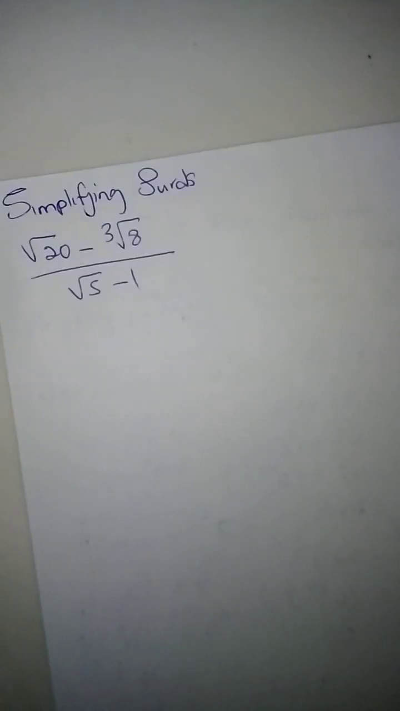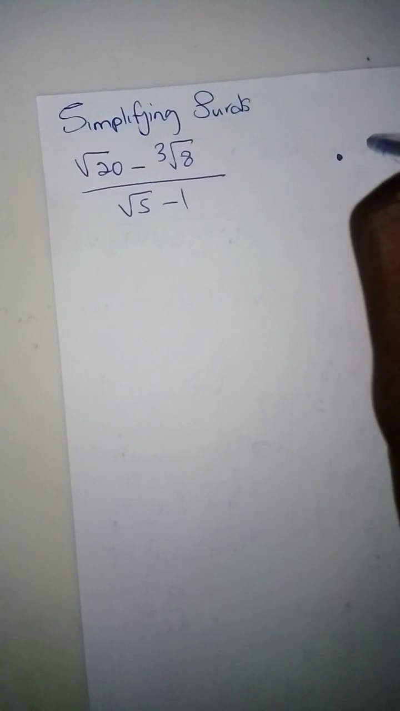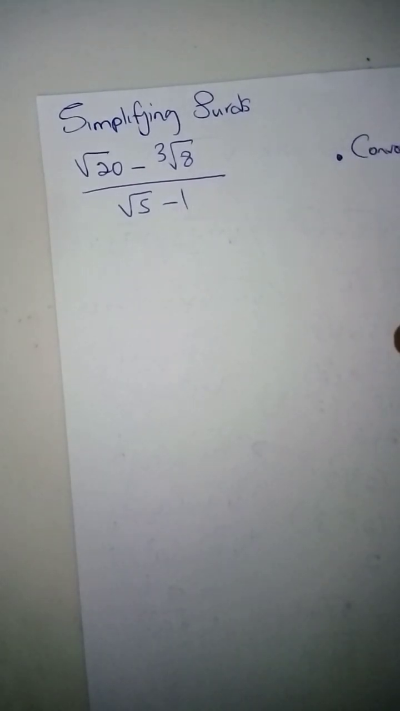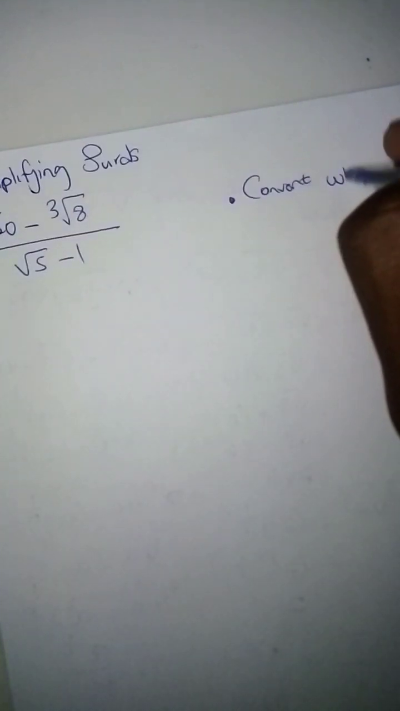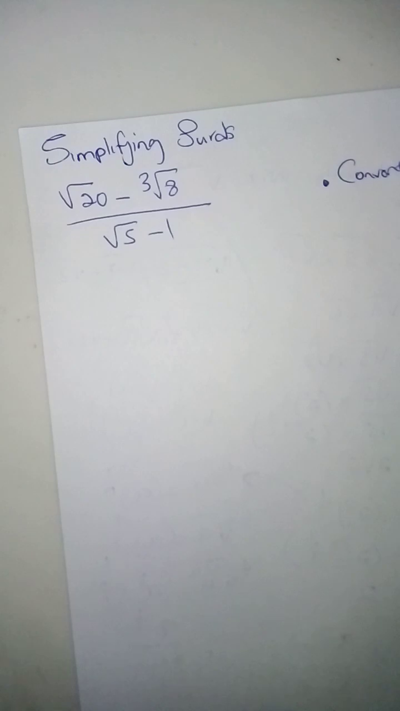Now let's begin. So the first thing that you have to do when it comes to simplifying surds, you must convert your whole number inside your square root to its simplest prime factor.